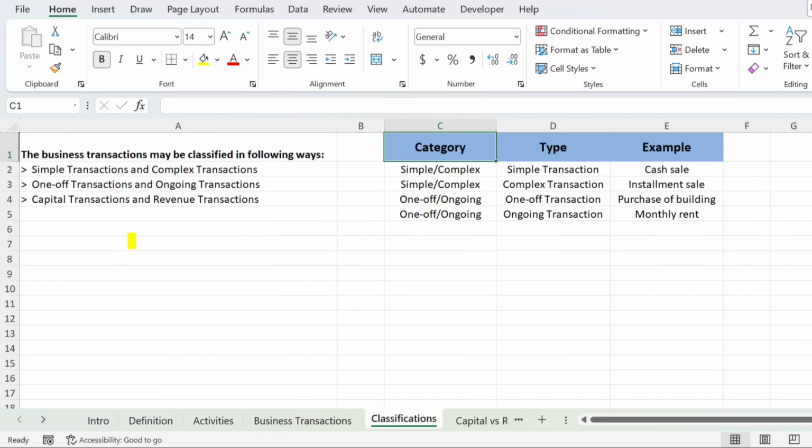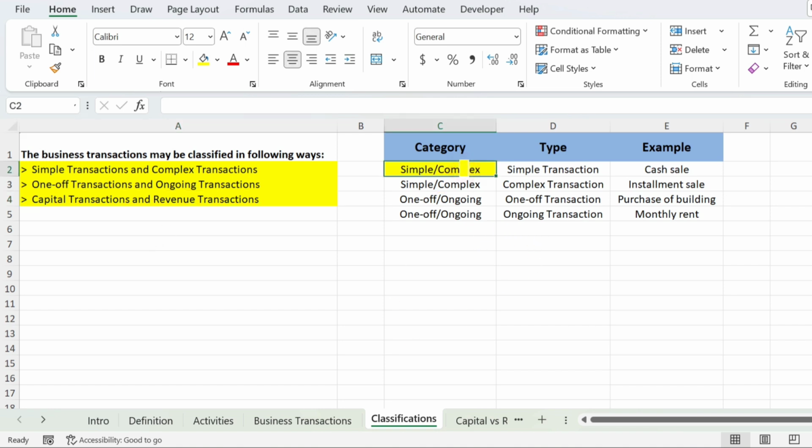Once a transaction is identified, accountants classify it in different ways. The business transactions can be classified in the following ways: simple transactions and complex transactions, one-off transactions and ongoing transactions, and capital transactions and revenue transactions. Let's explore these main classifications with the help of examples.